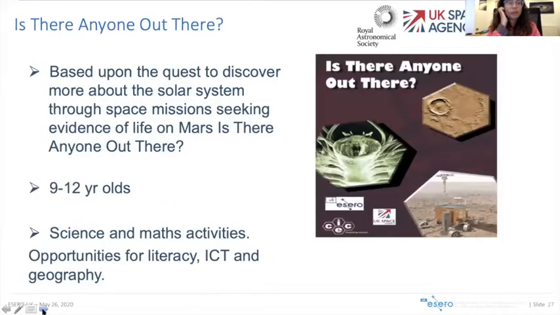So for example, the Is There Anyone Out There resource is for 9 to 12-year-olds, so crossing higher primary and lower secondary. It's based on looking for life outside of the Earth and focusing on Mars. There's lots of different lesson plans and experiments in there covering science and maths, literacy, IT and geography, and that's quite fun. Most of these resources are written for and by teachers, so are broken down into lesson plans and resources and further reading and that kind of thing, which makes it more useful.